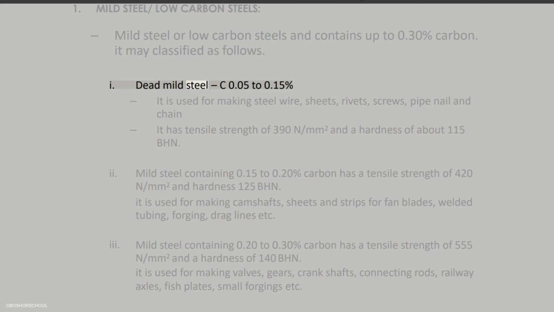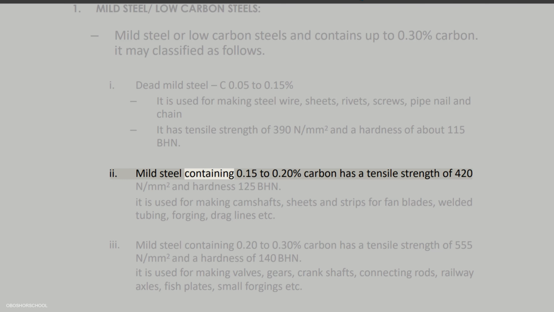I. Dead mild steel, C 0.05 to 0.15%. It is used for making steel wire, sheets, rivets, screws, pipe, nail, and chain. It has tensile strength of 390 N/mm2 and a hardness of about 115 bhn.